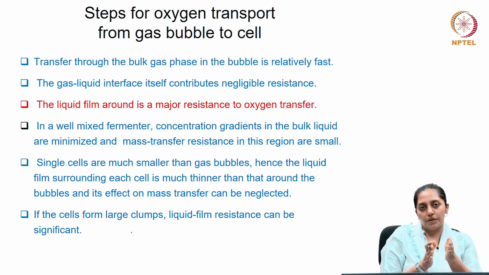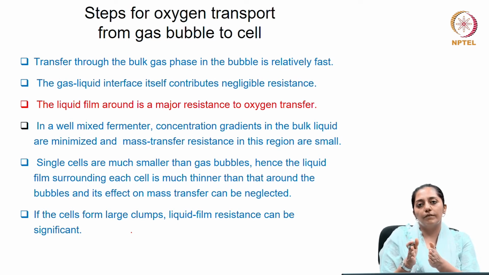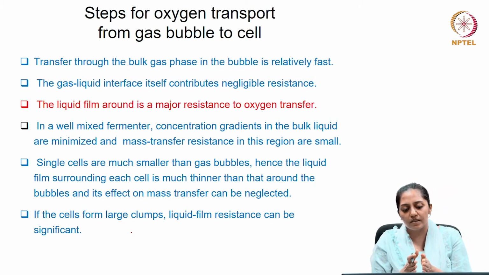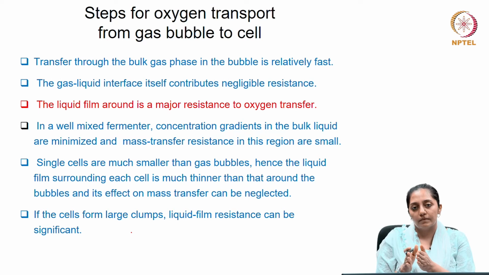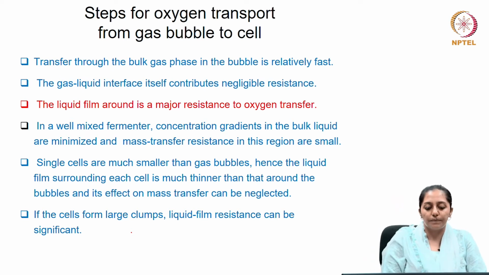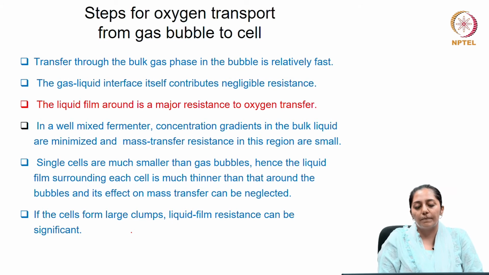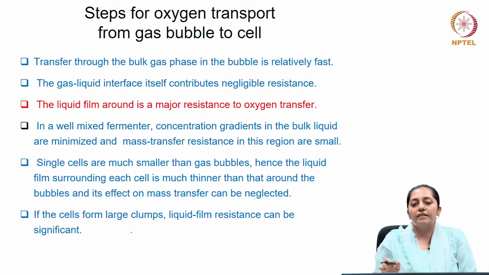Across the gas-liquid interface there are two films. One is the gas film towards the bubble side and the other is the liquid film towards the bulk liquid side. The gas film itself contributes negligible resistance. It is the liquid film around this gas-liquid interface which poses the major resistance to oxygen transfer. Now, in a well mixed fermenter, the concentration gradients are absent in the bulk. They are minimized, and the mass transfer resistance in this region also can be expected to be negligible.